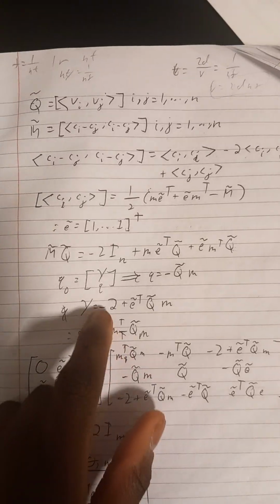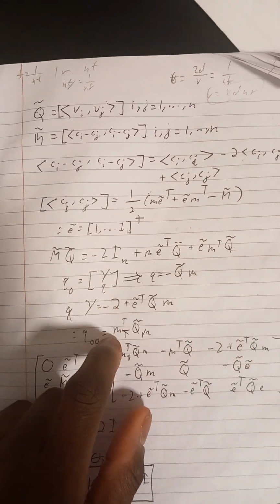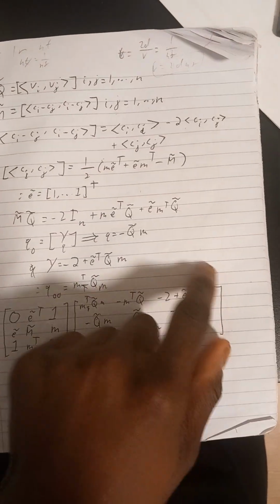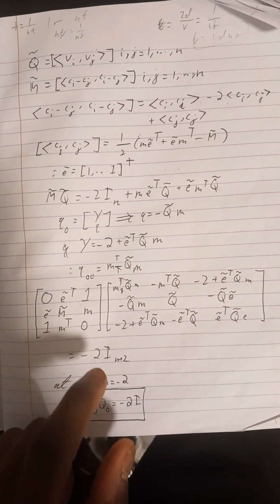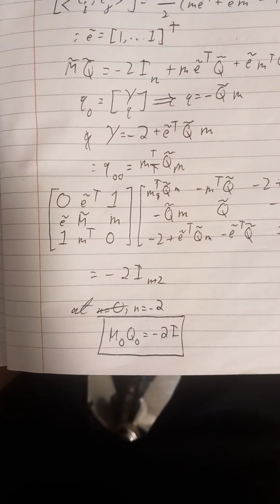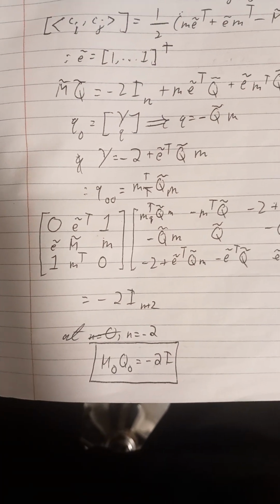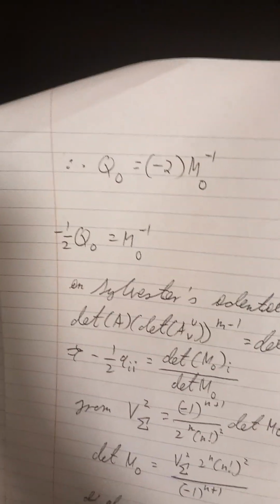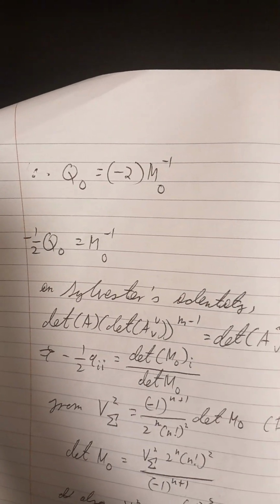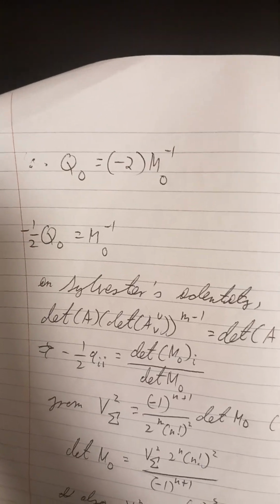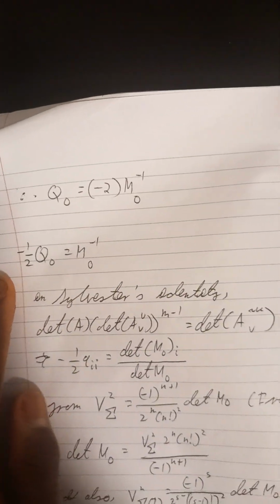And then we can even go further and expand it. This is basically just a construction that, when applied to this formula over here, we get minus 2 times I n plus 2. As in that n equals minus 2, we find that M0 times Q0 equals minus 2I, where I is the identity matrix. So we can easily say that Q is equal to minus 2 times M times the inverse of M0, as in you'd even get this as a result.